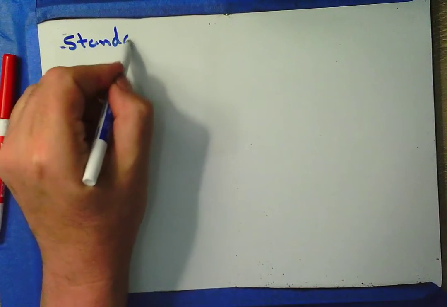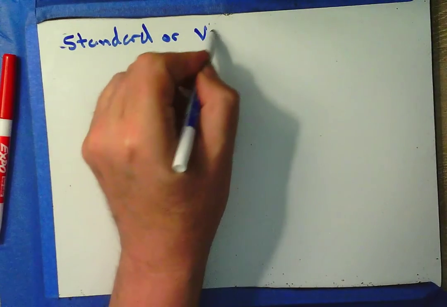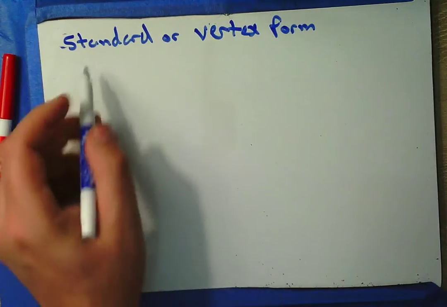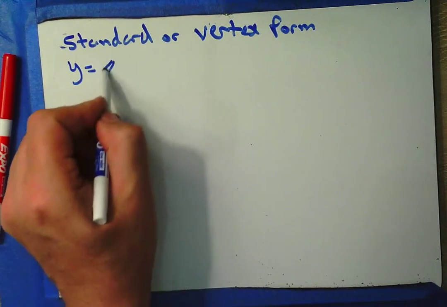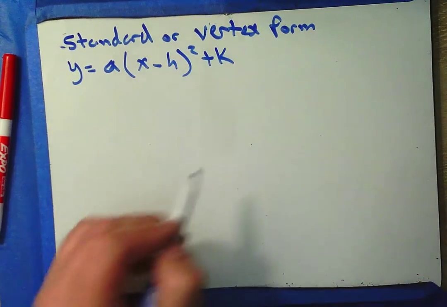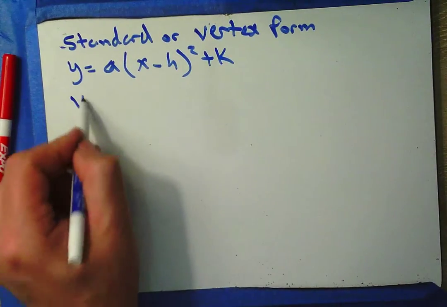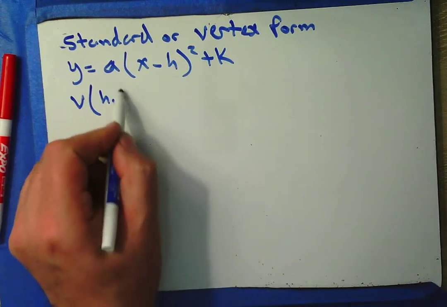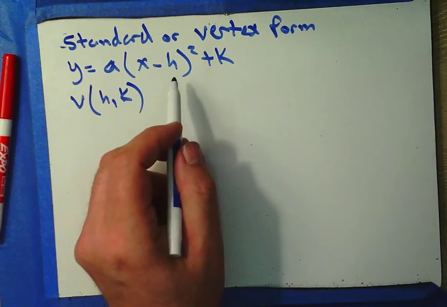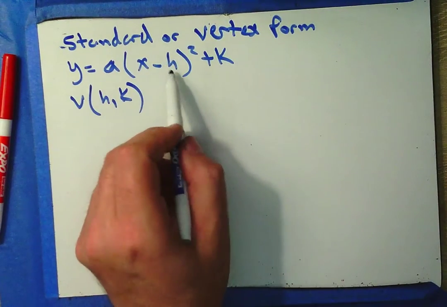Next, we've got standard or vertex form. Okay, so this is y equals a(x minus h) squared plus k. We know that the vertex is at (h, k). Think about it this way. Think in terms of transformations from our time in August. What have we got here?